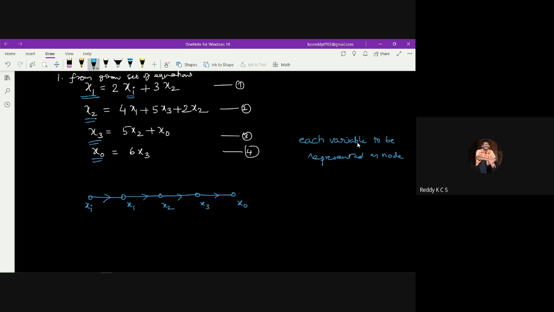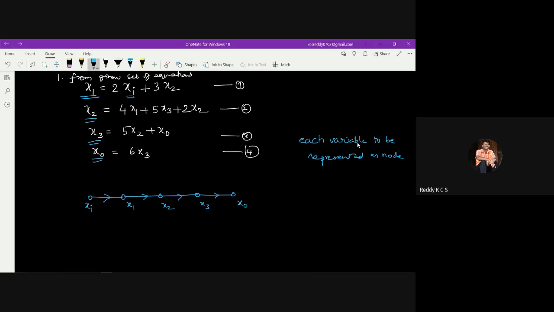Now, from the set of equations we have used the property of the signal flow graph. What is the property? The variable x1 is obtained by the algebraic sum of the other variables which are entering the node x1. So what are the branches entering x1? x1 is obtained from xi, as well as from x2.